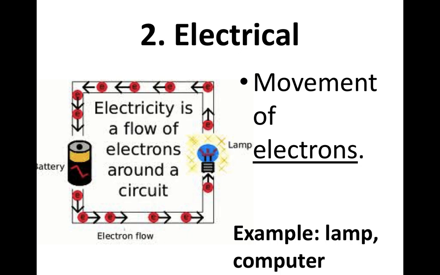Electrical energy is the movement of electrons. So once electrons start flowing and moving through a circuit, you have electrical energy. An example is any electrical device that's connected to a cord or an electrical energy source is an example of electrical energy, so like a lamp or a computer.